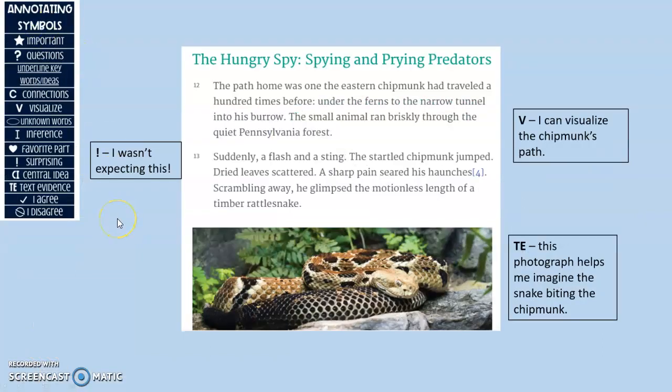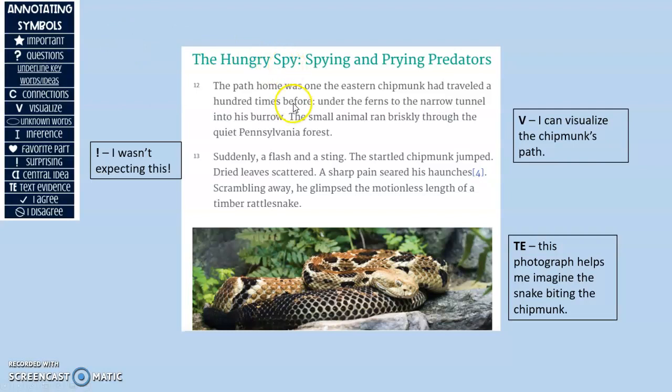Okay, so here we go. We're going to continue on with animal snoops. I'm going to read, model a little bit of my own thinking, and then I'll send you out to do the same. Remember, we're thinking about annotating nonfiction, so we're looking for facts and information, and we're looking for ways to show our thinking.